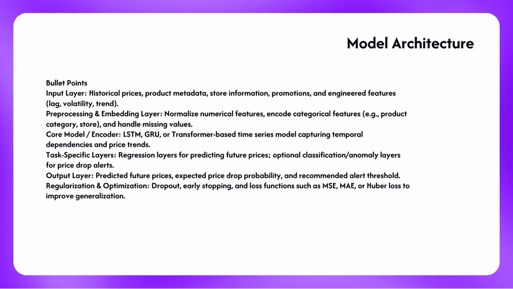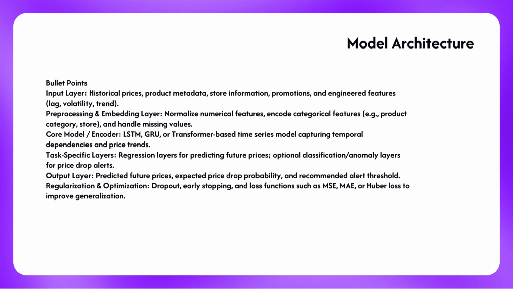2. Pre-processing and embedding layer. Before feeding the data into the model, we pre-process features. Numerical features are normalized to a consistent scale. Categorical features like product category or store are encoded using one-hot encoding or embeddings, and missing values are imputed. Proper pre-processing ensures the model can learn effectively without being biased by inconsistent data scales or missing entries.